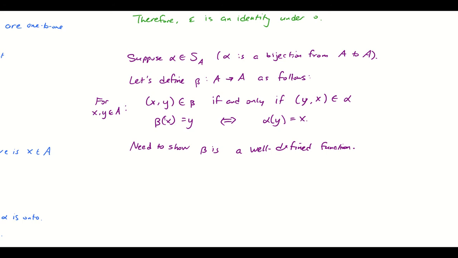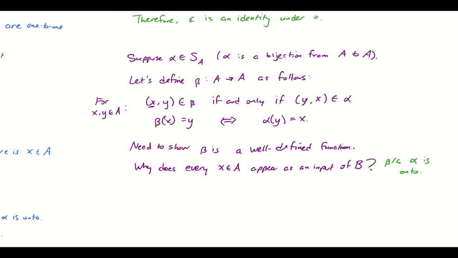So why is that true? Why does every x in A appear as an input of beta? Well, the reason is because we know every x in A appears in the second coordinate of this function. And the reason for that is because alpha is onto. So every x in A gets hit as an output of this function. So this is because alpha is onto.